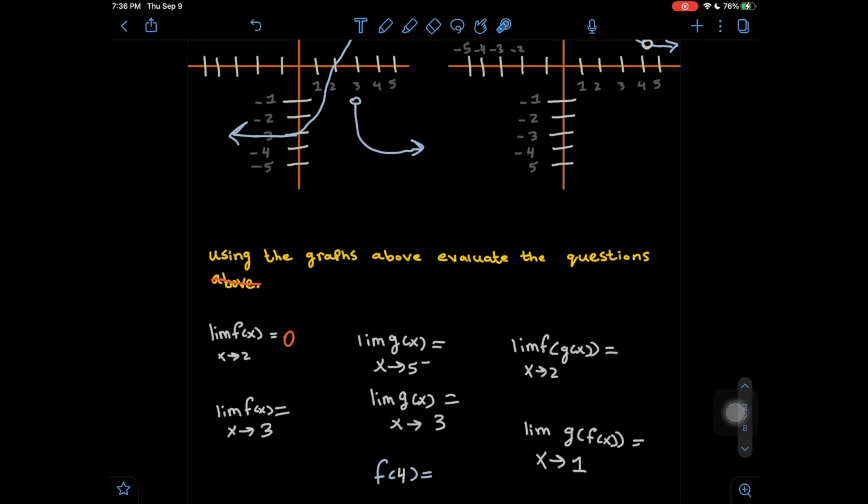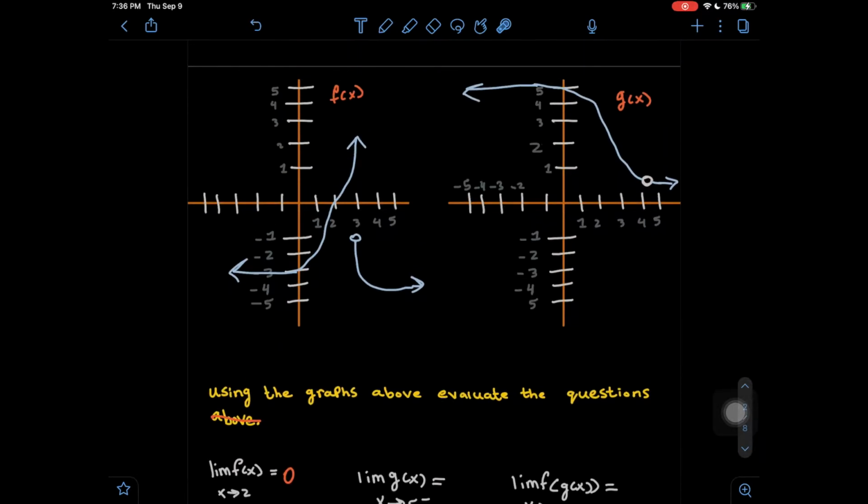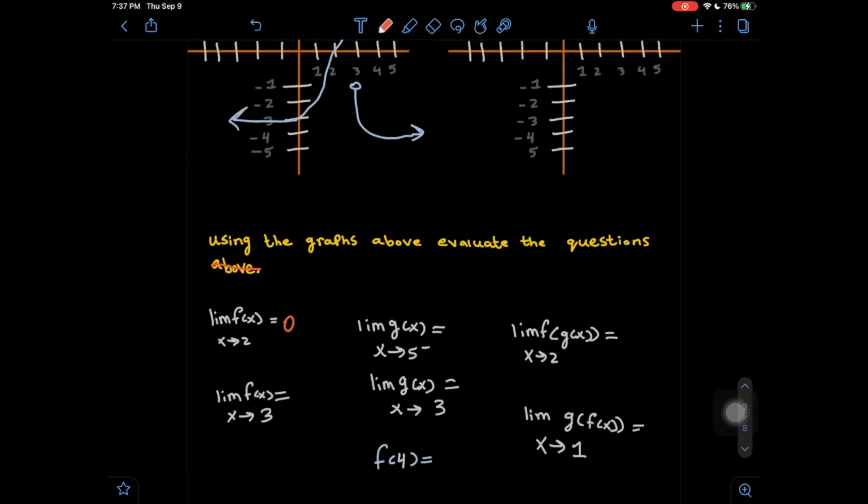Now, the second question is asking the limit of f of x as x is approaching 3. Again, we're looking at the graph of f of x on the left, and we want to see the value as x is approaching 3. We can see that from the left, we are approaching infinity. It's just continuously going up. It's not stopping at a certain y value. And then from the right, we're stopping at -1. And since infinity does not equal -1, we have a limit here that does not exist.